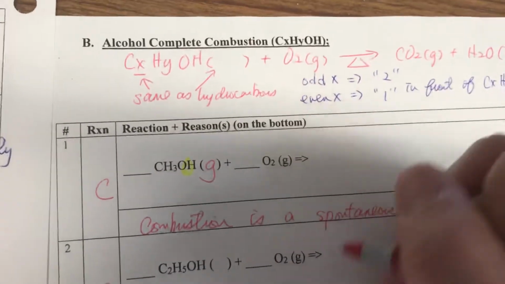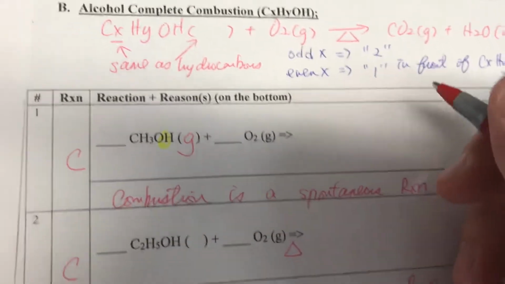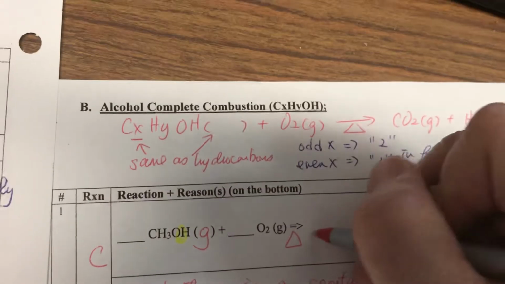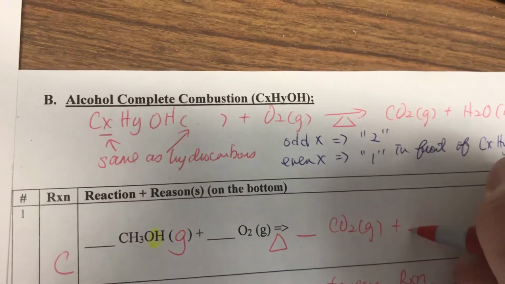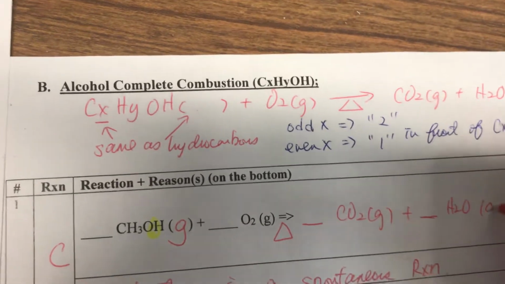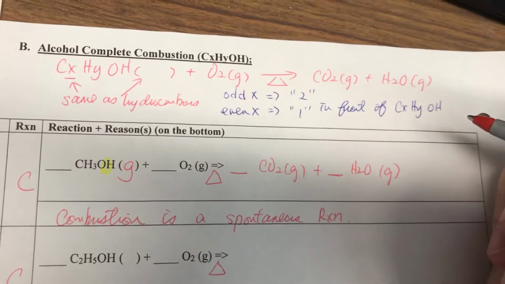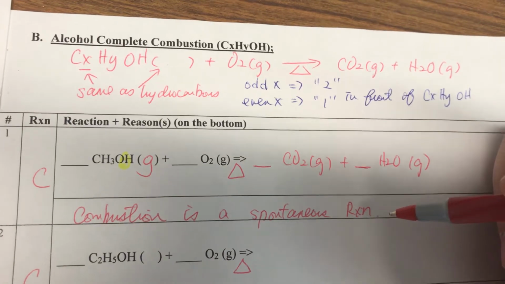And then we always have the, what's it called? We always have the triangle, right? It's a fire. So we always form CO2 gas, and then H2O gas. We always found this product. It's a combustion, it's a spontaneous reaction.